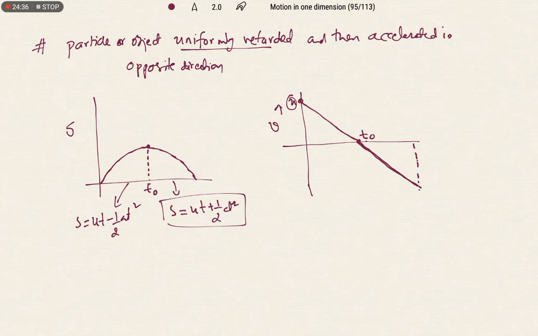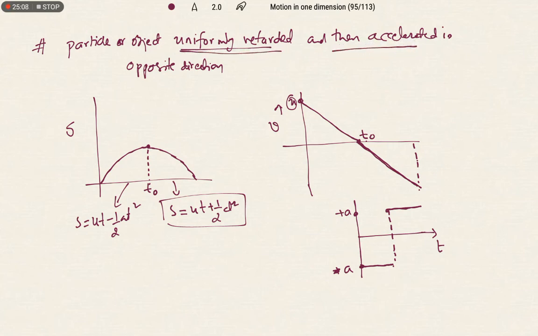Then what about the acceleration time graph? The acceleration is constant, so retardation, so minus, and then it is constant but in the opposite direction, increasing. So this is minus a, and this is plus a. So the graph will be like this. This is the particle which is first uniformly retarding and then uniformly accelerating.